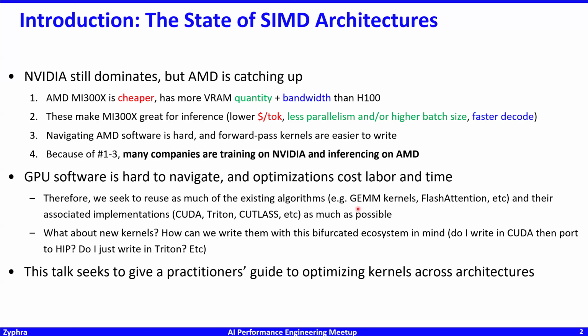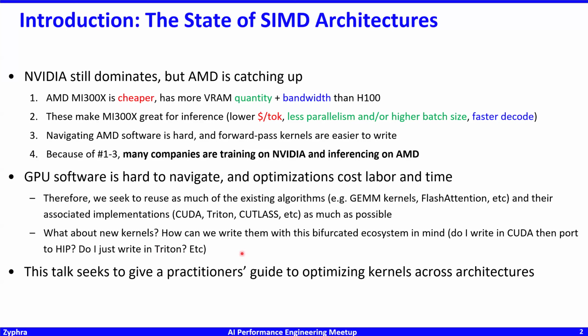For example, basic GEMM kernels, generalized matrix multiplications is what this stands for. Flash attention for the attention operation, etc. We have these very optimized NVIDIA kernels, and we don't want to spend a lot of money on a lot of labor to port them from the ground up unless we absolutely have to. So I'll be talking a bit about how to translate your kernels and so on.